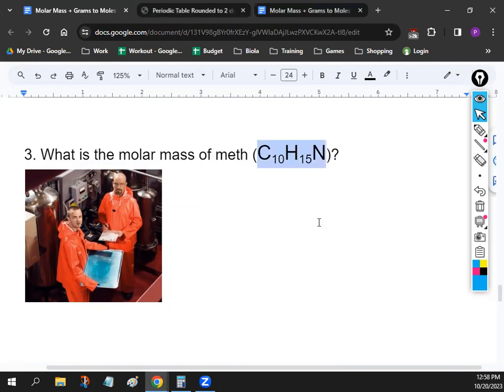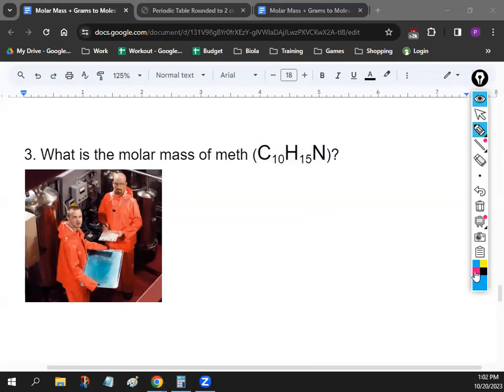So I want you guys to take about 3 minutes. You can work with the person next to you, see if you can find the molar mass of meth, and then we'll double check our answers. And this is about as big as the molecules are going to get going forward. This is probably one of the harder ones. So take a second to try it out, and then we'll go over the answer together.